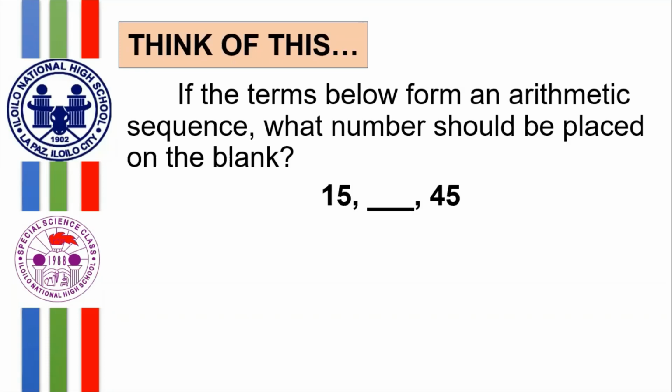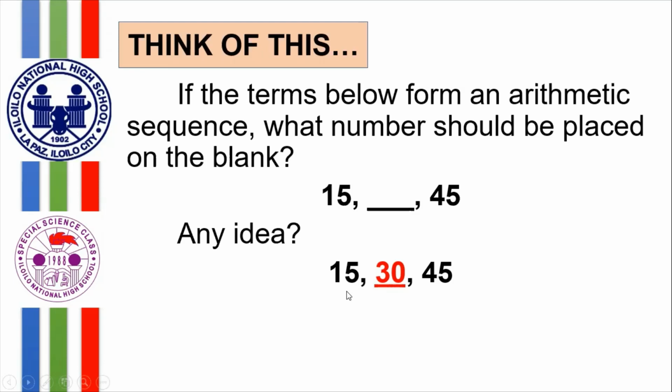And take note, if you have an arithmetic sequence, you should have a common difference, right? If you answered 30, you are actually correct. Because if it is 30 here, if you subtract the second by the first, 30 minus 15, you get 15. 45 minus 30, you also get 15. So it seems like you have a common difference, which is 15, if the middle term is 30.